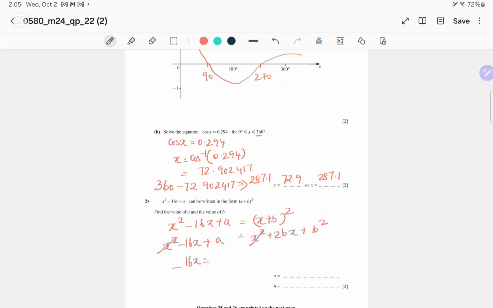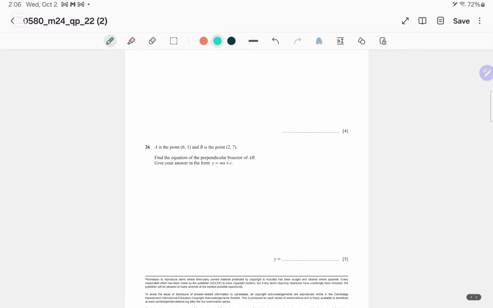Minus 16x is equal to 2bx. So these x also will get cancelled. So 2b is minus 16, b is equal to minus 8 after final calculation. Similarly, we will calculate a, which is equal to b square. Now b value is minus 8, the whole square, which is equal to 64. So a is 64, b is minus 8. Just expand the second part and do the remaining calculation.